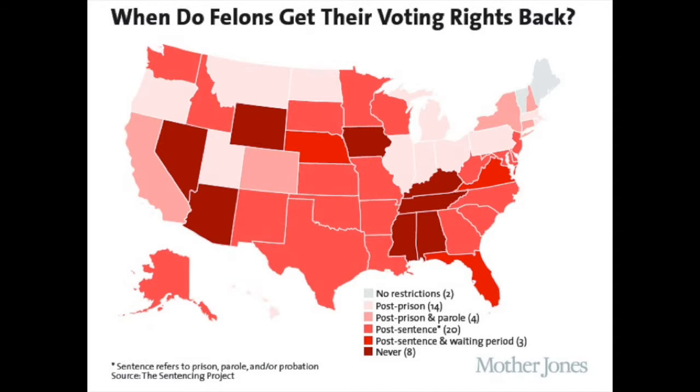However, in Florida, Iowa, Kentucky, and Virginia, felons and ex-felons permanently lose their right to vote whenever they've committed the felony, which makes them felons. The only way they can vote again is with a pardon from the governor.